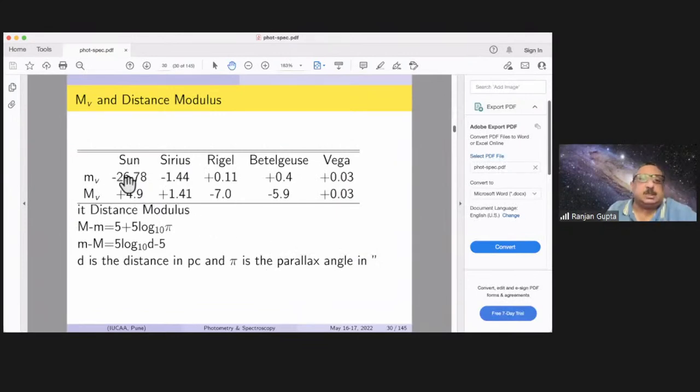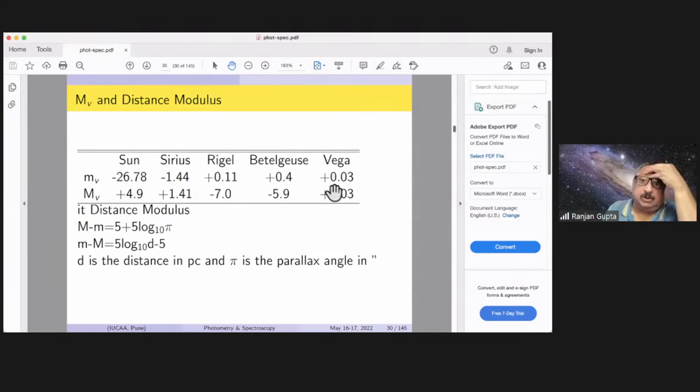So the Sun, which is so bright because we are so close to it, is -26 in small m V. But the capital M is +4.9, so the Sun is actually a faint star, which means the Sun is close to us. If I move it back to the balloon surface, it will become a faint star. Sirius basically changes the sign, but it's also a faint star. This star, Rigel, a bright blue star in the Orion Nebula, is actually a very bright star. Similarly, Betelgeuse, the red giant, is also a bright star.